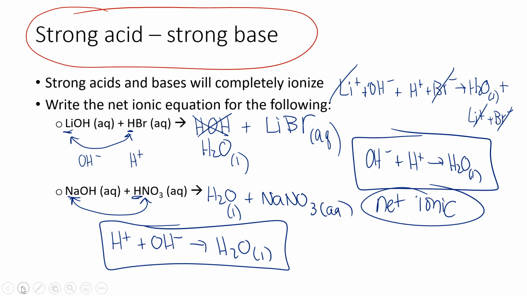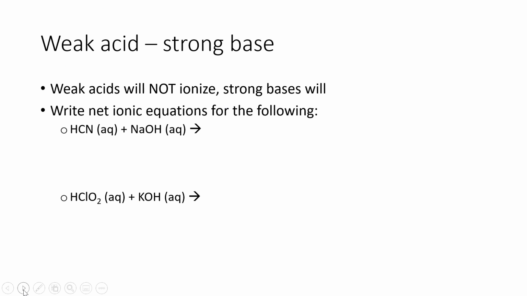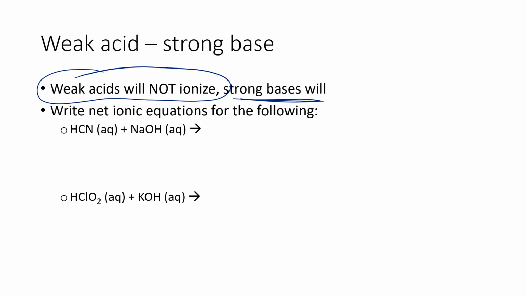And again, we saw this initially in Unit 4. Now let's look at something new, weak acid with strong base. The key thing here is weak acids will not ionize, but the strong bases will. Okay. So now let's take a look at this one. We got a weak acid, HCN, and then with the sodium hydroxide. So your cations switch places, that makes NaCN plus H2O. This contains an alkali metal, so it's aqueous.